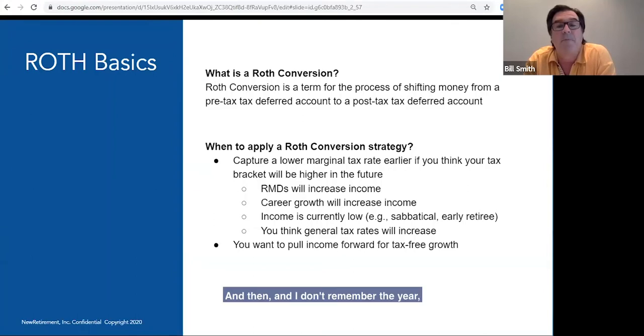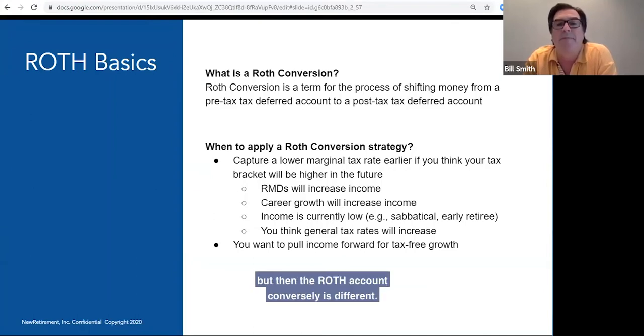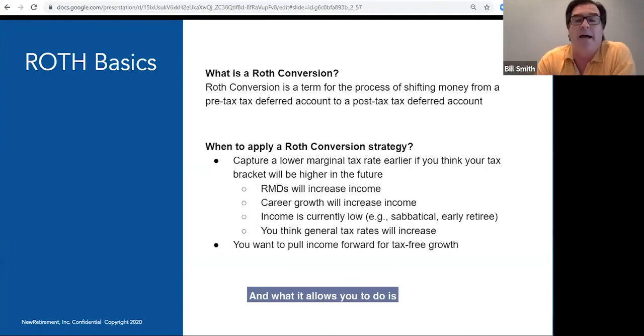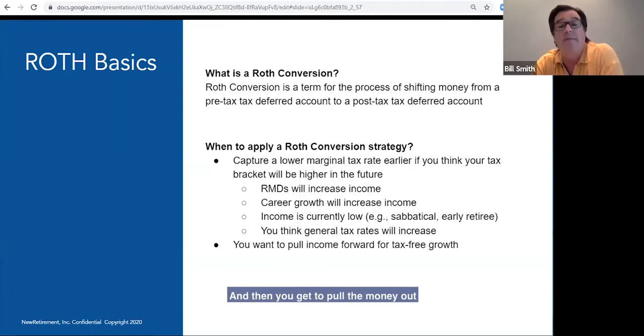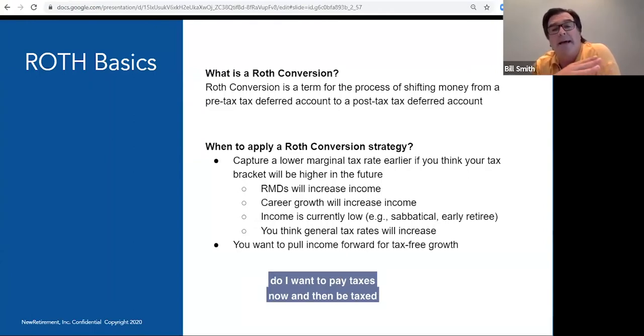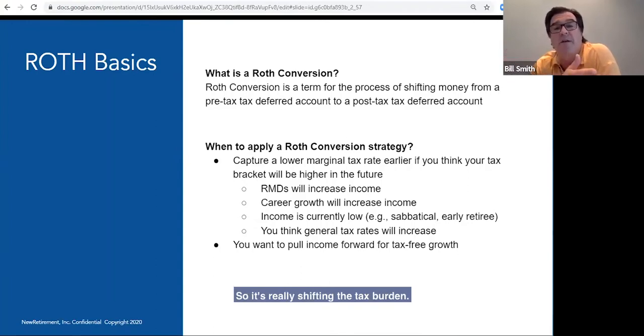The Roth account, conversely, is different. What it allows you to do is make a contribution to an account, and you're going to pay the taxes now. It's then going to grow tax deferred forever, and then you get to pull the money out without paying taxes as well. So it's really a function of, do I want to pay taxes now and then be taxed less in the future, or do I want to be taxed less now and then be taxed later in the future, right? So it's really shifting the tax burden.